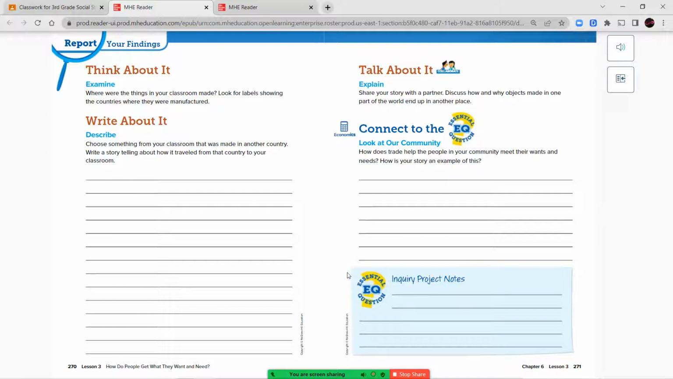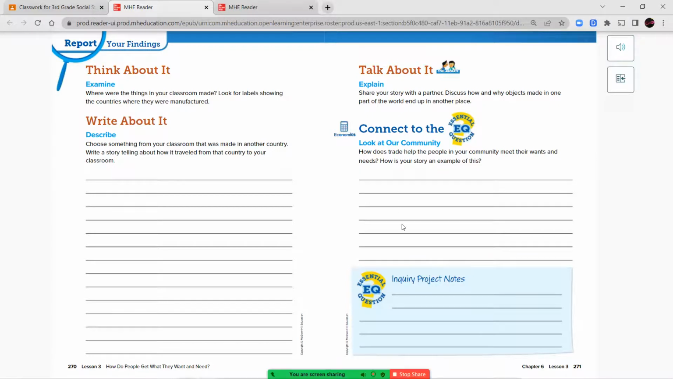And then for our last section where it says connect to the essential question, look at our community. How does trade help people in your community meet their needs and wants? How is your story an example of this? So here you want to show that you understand about trade, how it works both locally, within your community, and globally with other countries, how we deal with situations when we're facing scarcity of something that people want. What do we do so that we can get people the things that they need so that we're able to meet their needs and wants?